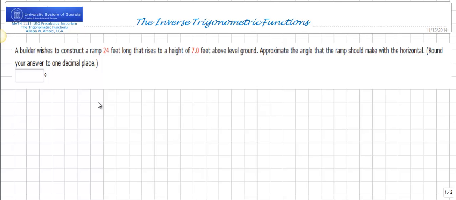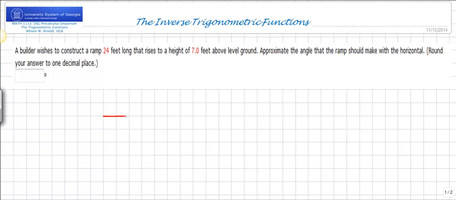This situation, so that you can draw the figure correctly, says a builder wishes to construct a ramp that is 24 feet long and that rises to a height of 7 feet above ground level. Find the angle that the ramp should make with the horizontal. And ultimately you want your answer in degrees.